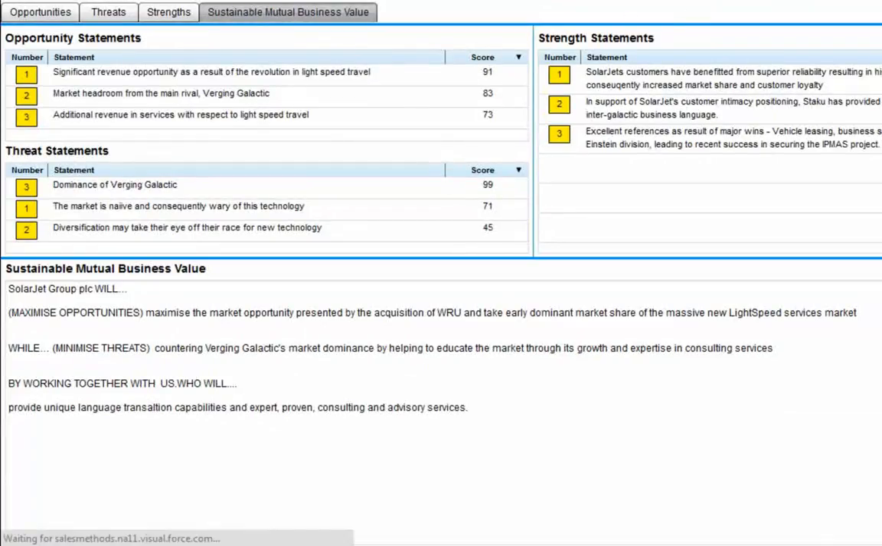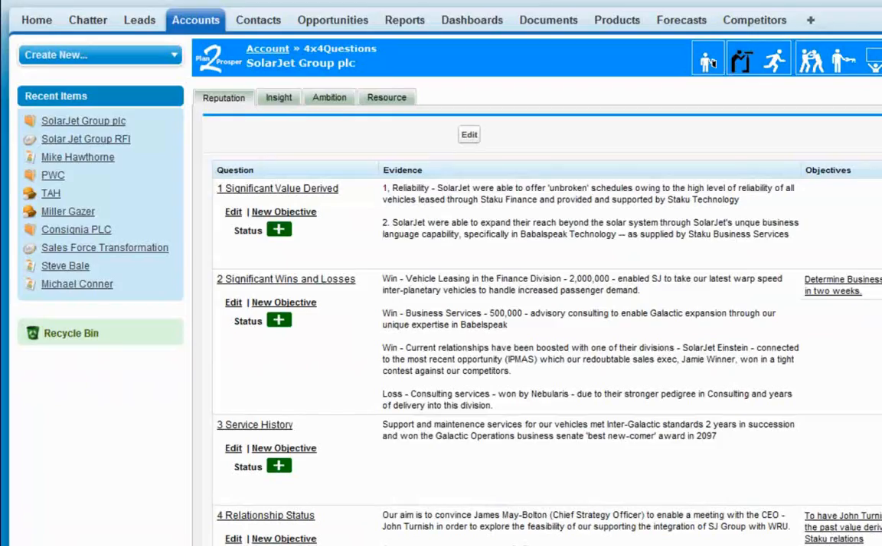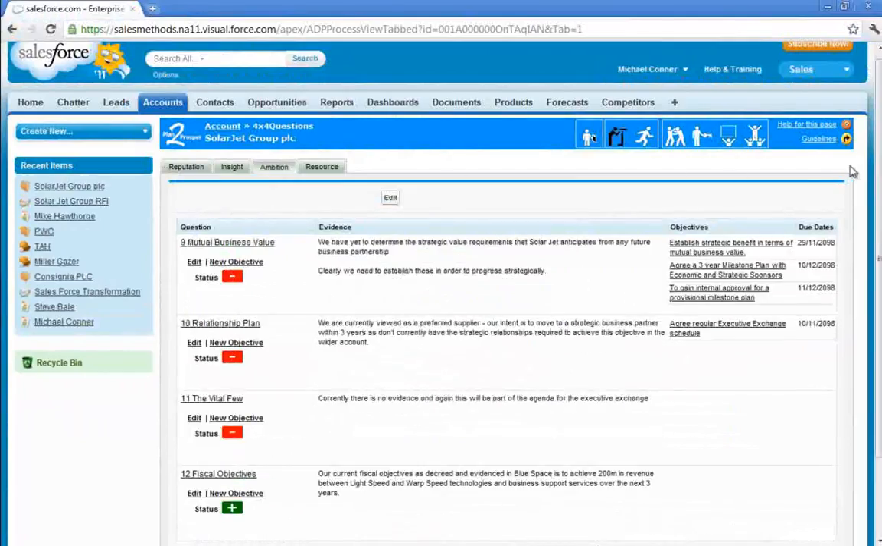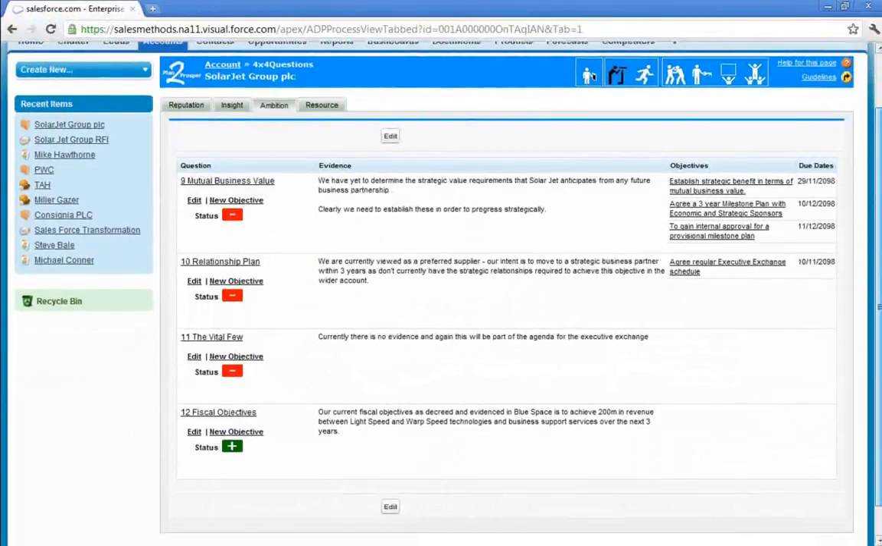I can now return to the objective of determining the mutual business value and mark it completed, and move on to the next objective. Okay, let's now move on to question 12, the fiscal objectives. The objective here is to determine and gain agreement to the fiscal objectives for the account for the current and subsequent 2 years. Surprisingly, for most businesses, this is based on what they did last year, not any scientific analysis of what the account opportunity is.